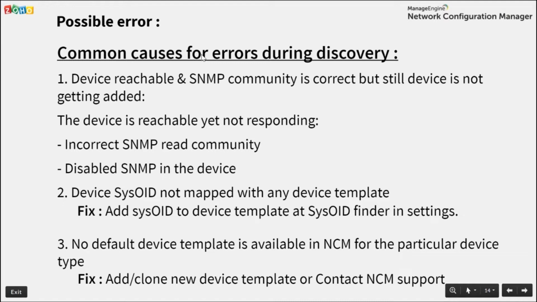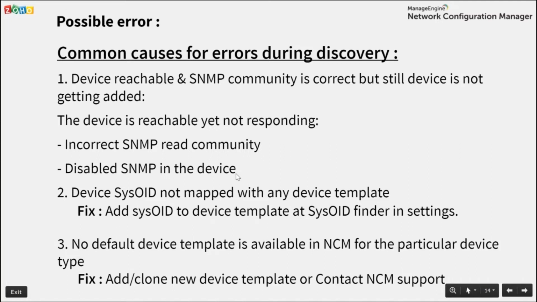So while trying to discover devices, you might face the following error. It could be because the device is not responding or reachable yet. The most common cause is an incorrect SNMP read community, or SNMP itself being disabled in the device. In such cases, you have to log into the device using a telnet or console window and then correct the SNMP read community or enable SNMP in the device. And then you can discover those devices into NCM.